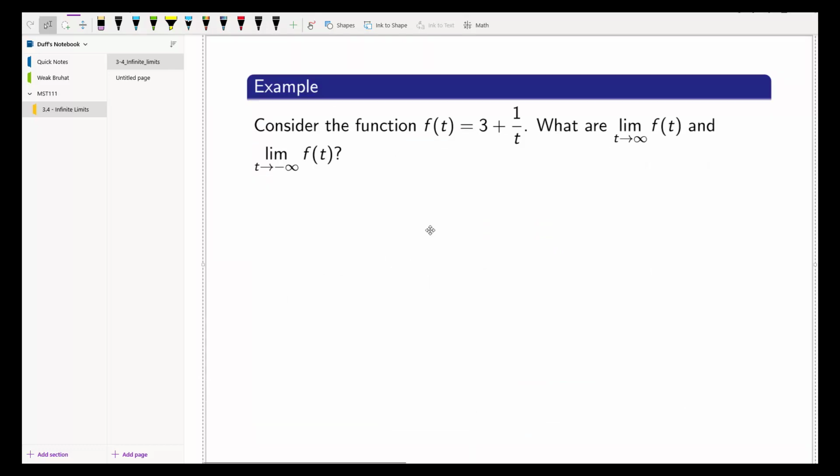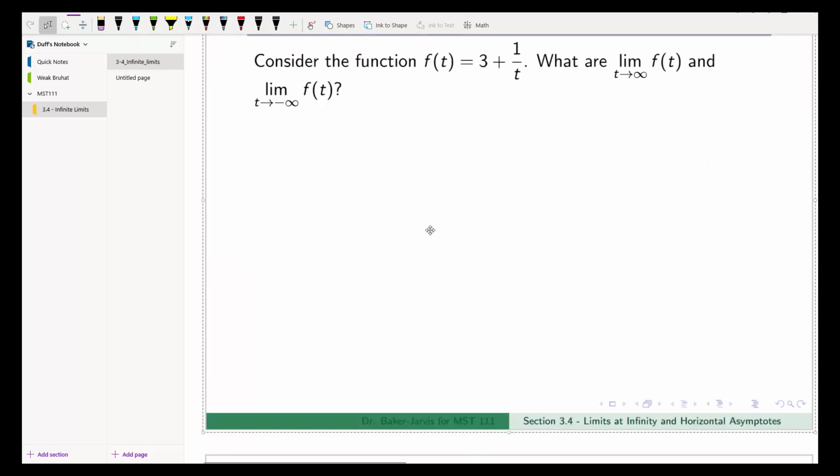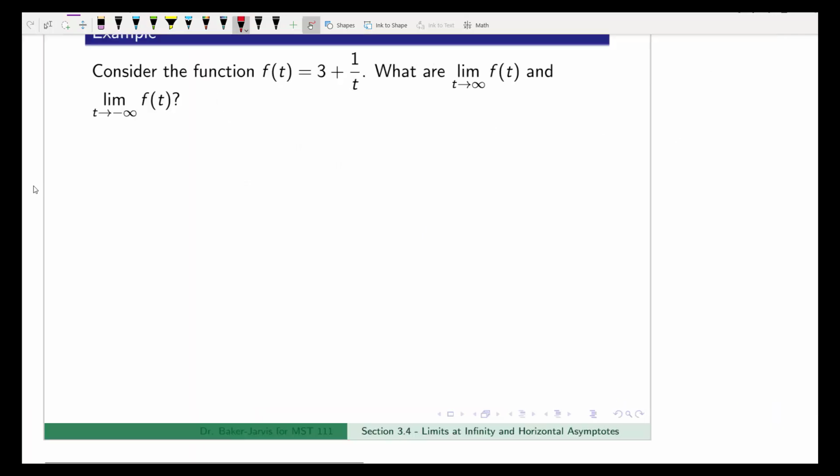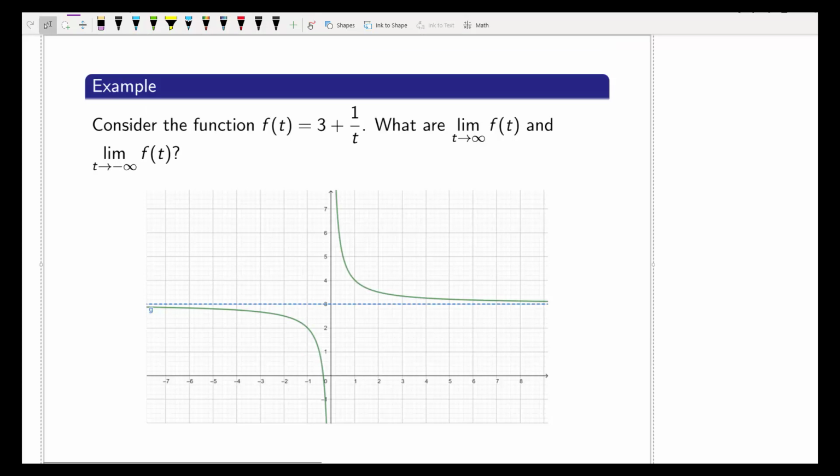Okay, so as an example involving an equation, we have this function. We are interested in finding what the limit of this function is as t goes to infinity, which means we go out really far to the right, or as t goes to minus infinity, which is the same idea, but we go really far to the left towards negative infinity. So the graph here looks something like this, a plot of it.